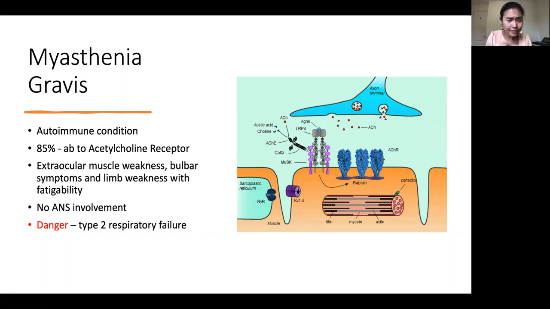fatigability. And there's no autonomic nervous system involvement, but the reason why I mention it is that there is another similar condition where there will also be autonomic nervous system involvement, but this is still a dangerous condition because of, like I said, diaphragmatic palsy and respiratory muscle palsy.